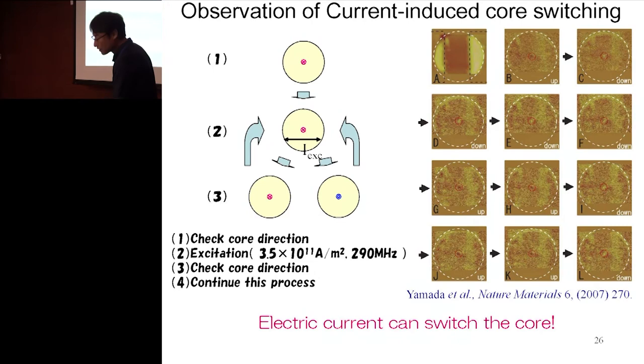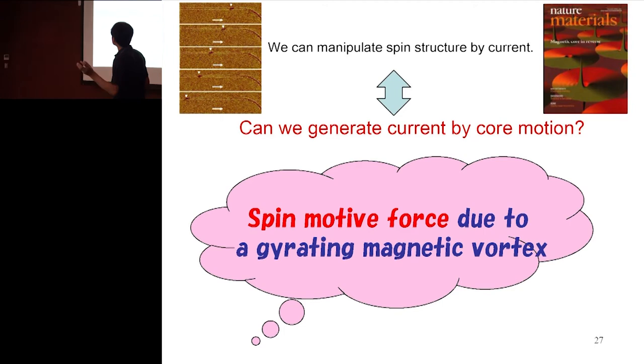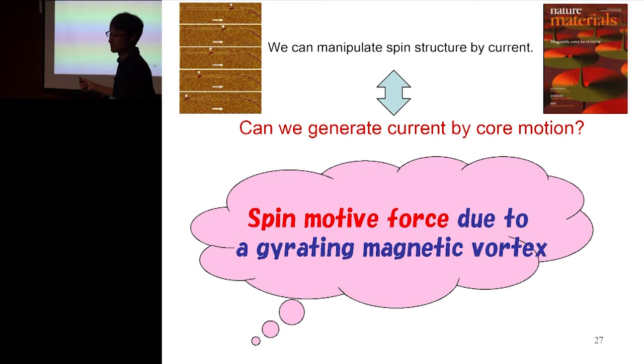Okay, up to now, I've shown we can manipulate such kind of non-collinear spin structure by using electric current, in domain walls or magnetic disks. So anyway, this was the cover of Nature Materials. We got it.